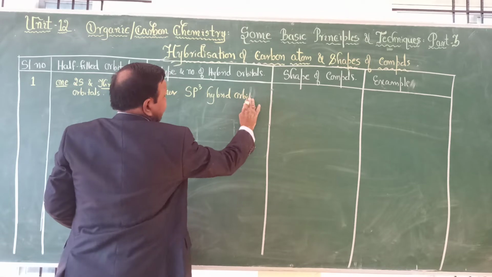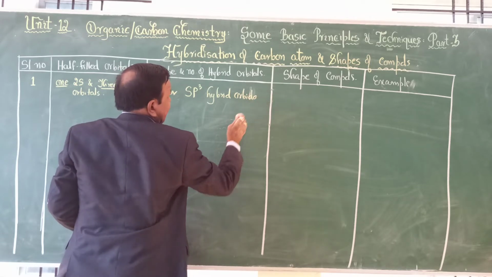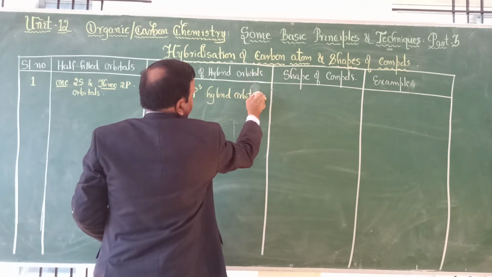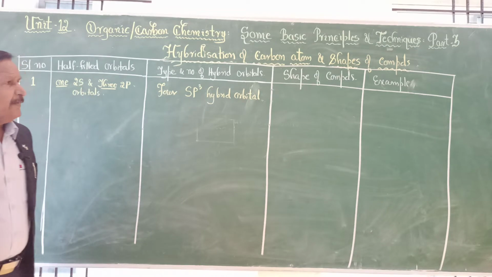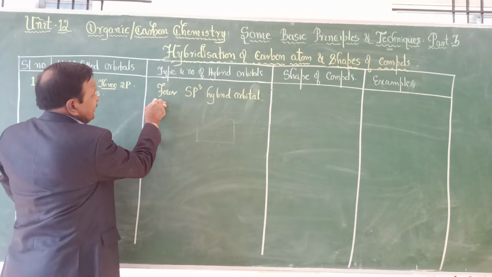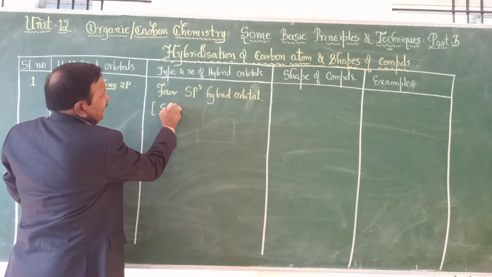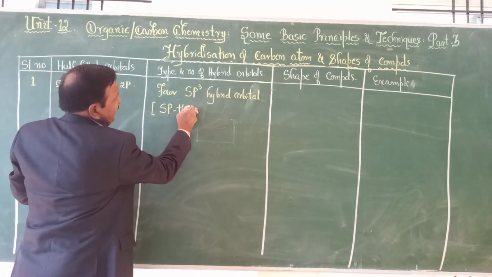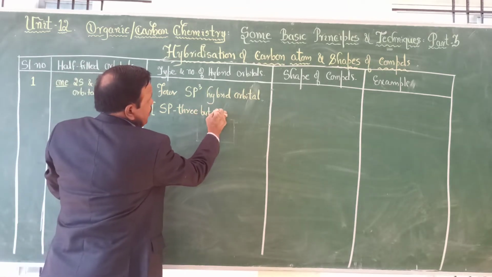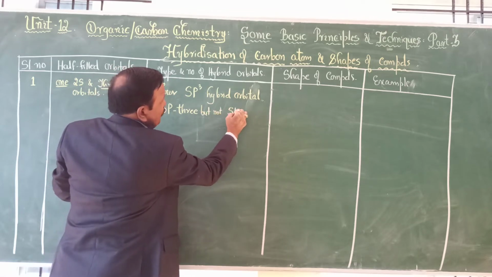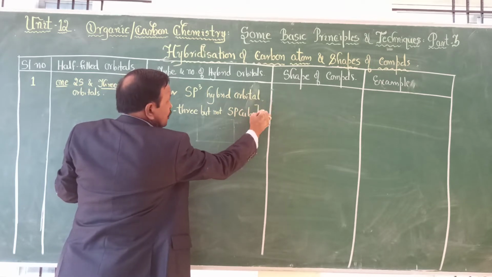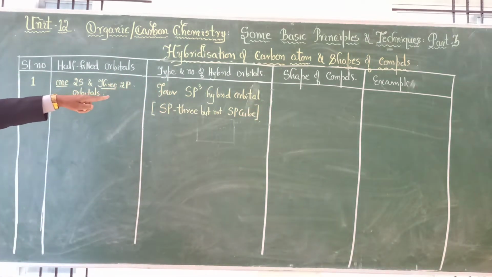Remember, my dear students, it should be called as, not your mathematics, sp cube. It is not sp cube. It should be pronounced as sp3 hybridization, but not sp cube. So it should be called as sp3 hybridization.